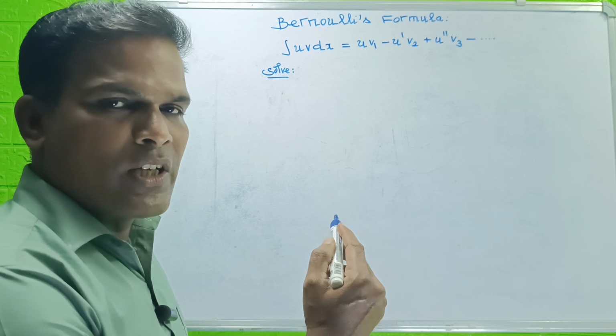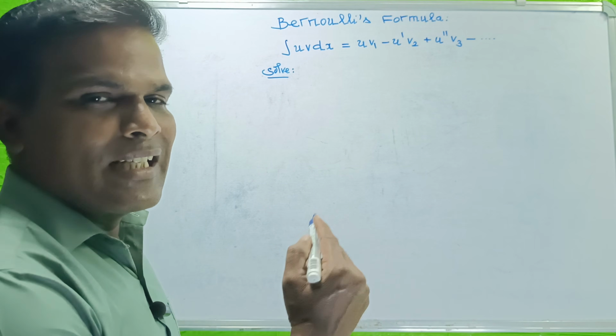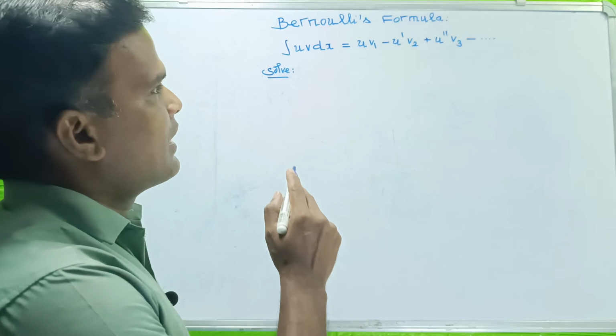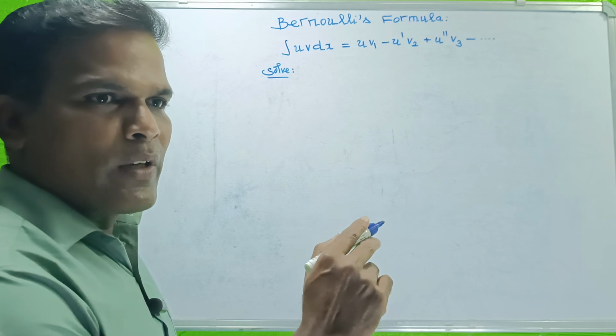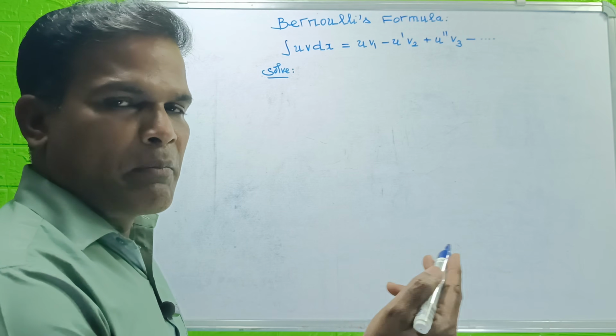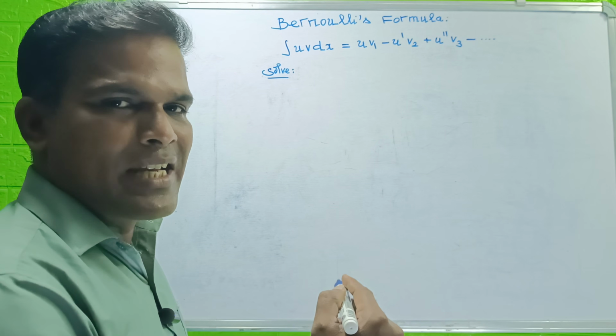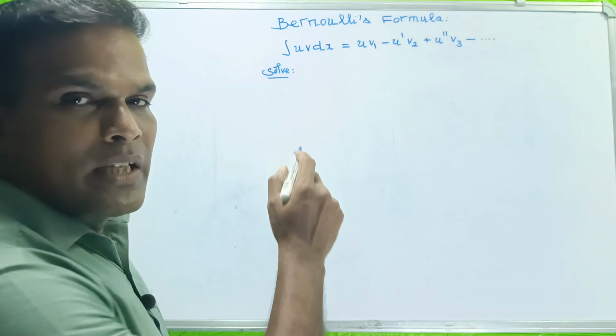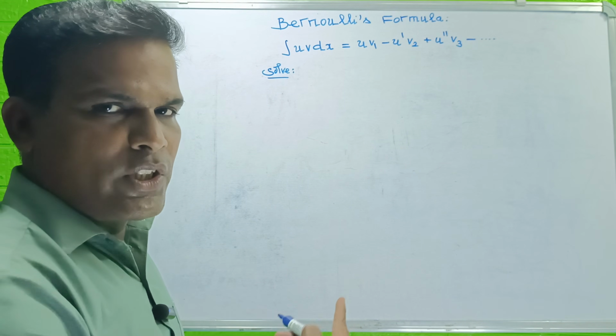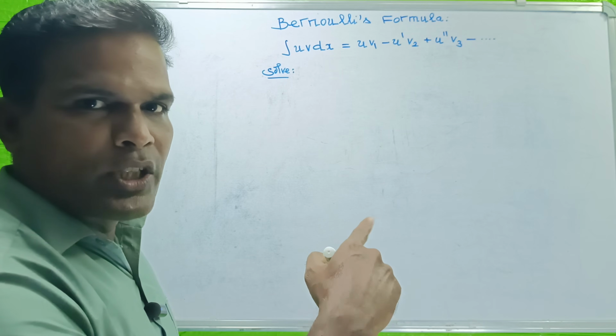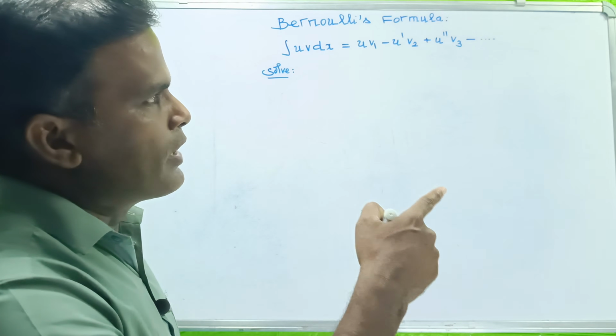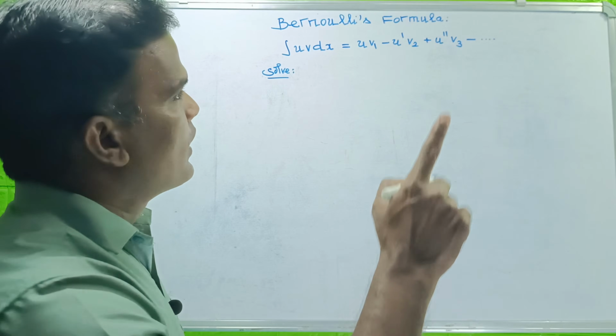See, Bernoulli's formula is the extended version of integration by parts. Easily we can integrate problems like integral x square e power x, x power 3 e power x. Such a problem can be integrated easily. Now the formula is integral u v dx, which is equal to u v1 minus u dash v2 plus u double dash v3 minus and so on.